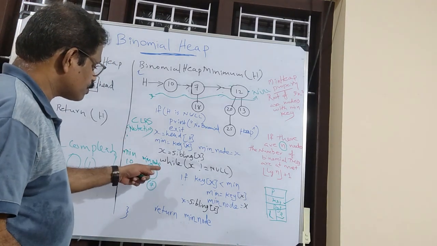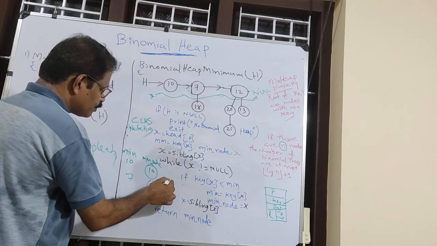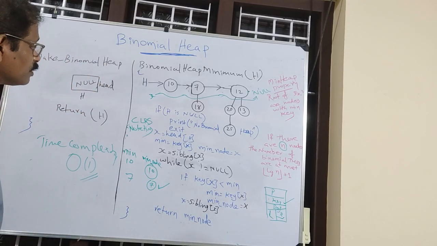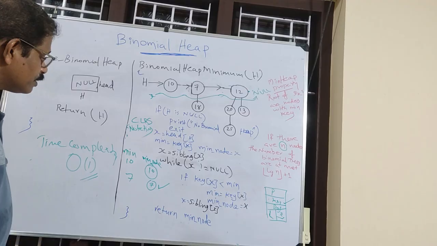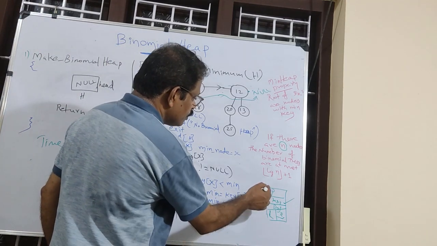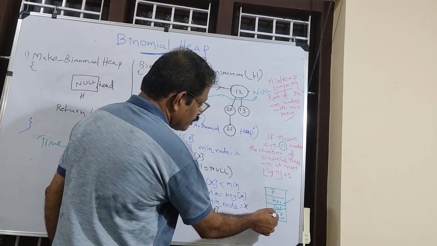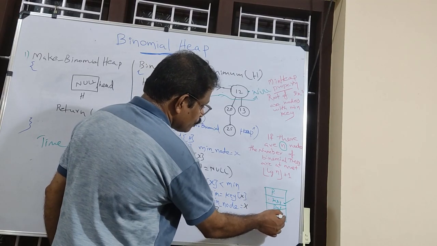Then we are out of this while loop. We will be returning the minimum node. So this one will be returned. This node carries the minimum value. Remember, this is the structure of this node: parent, key, degree, link to left child and link to right sibling.